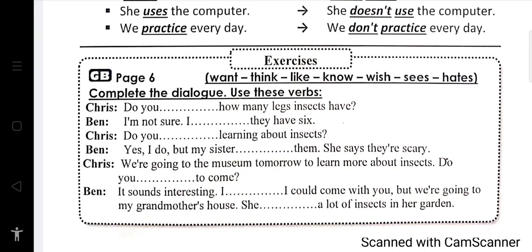I wish I could come with you. But we are going to my grandfather's house. She sees a lot of insects in her garden.